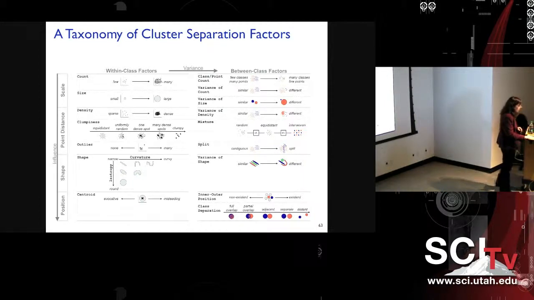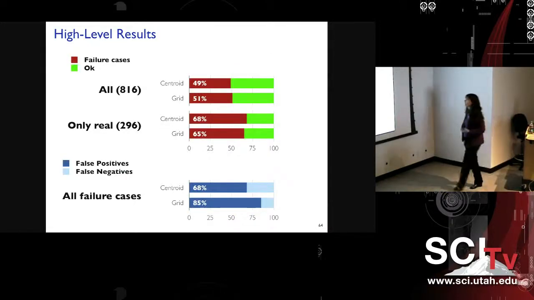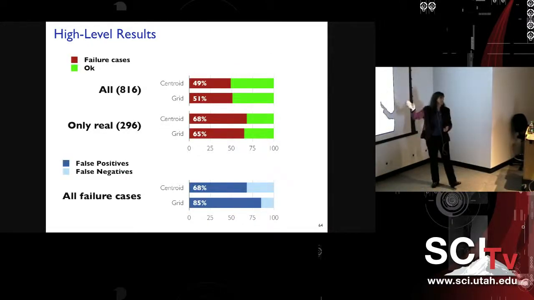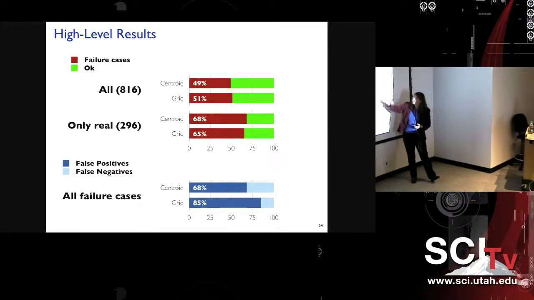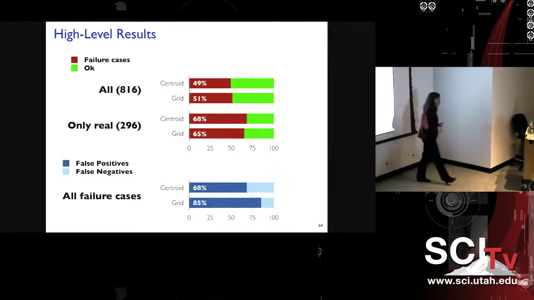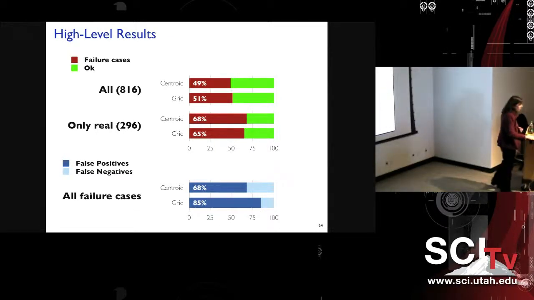So at the high level, the interesting thing was the measures failed half the time. This was a surprisingly big number. And when you look at real data sets, it was even worse. They failed 68 or 65% of the time. So one of the things we did is we looked at the failure cases to try to understand what's going on. And what we found was that many, many more of the failures were false positives versus false negatives. So our conjecture is that the algorithm designers were worried more about the false negative case and kind of neglected the problem of false positives.